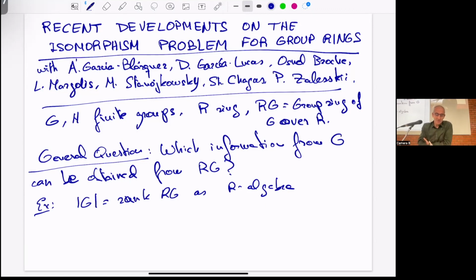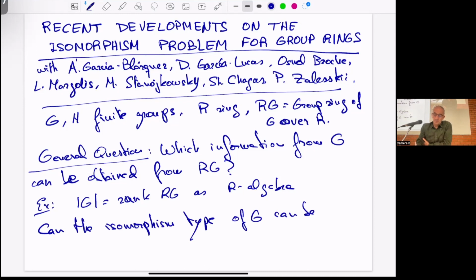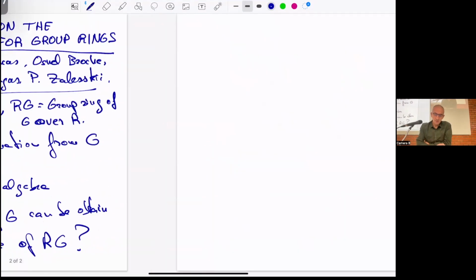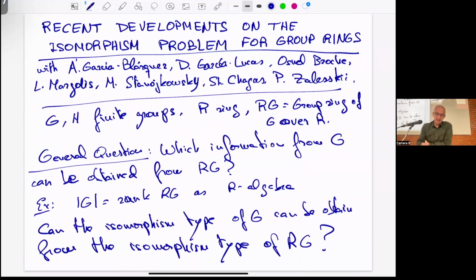So the main question, the isomorphism problem, is whether the isomorphism type of G can be obtained from the isomorphism type of RG as an algebra. This is basically what is known as the isomorphism problem, which is the maximum that you would like to have.